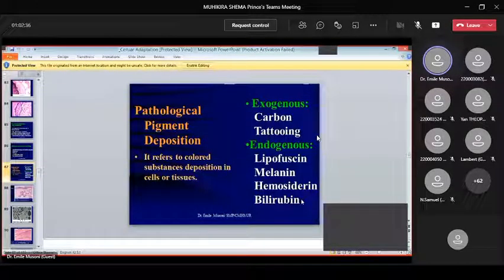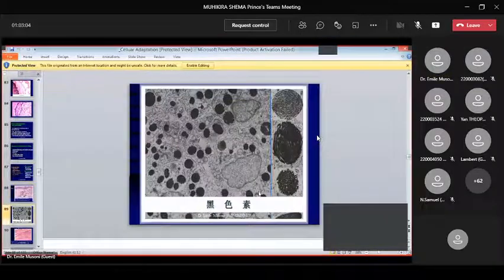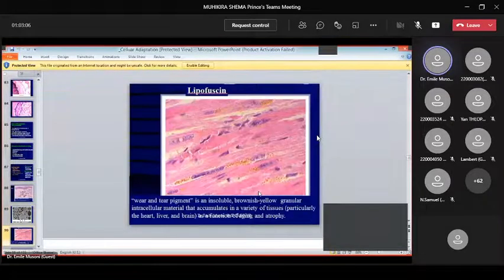There's also pathologic pigment deposition. It refers to the colored substance deposition in cells. There's some carbon, tattooing, carbon. Lipofuscin, this one is found in old tissue. Melanin, hemosiderin in the case of hemorrhage, and bilirubin. This is like chocolate. This one is melanin pigment in the skin. This is lipofuscin.